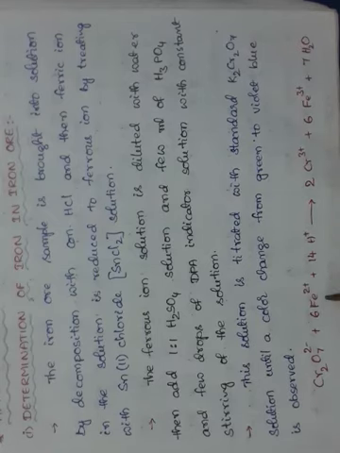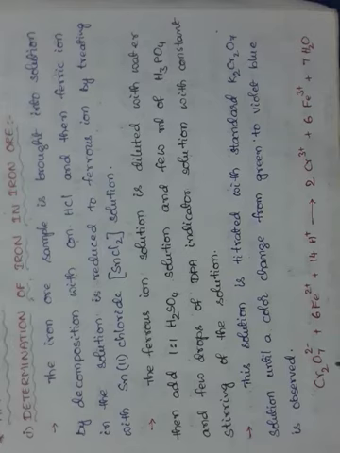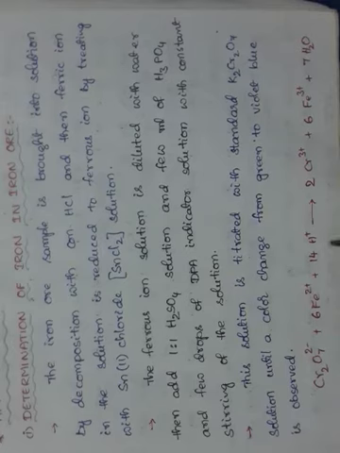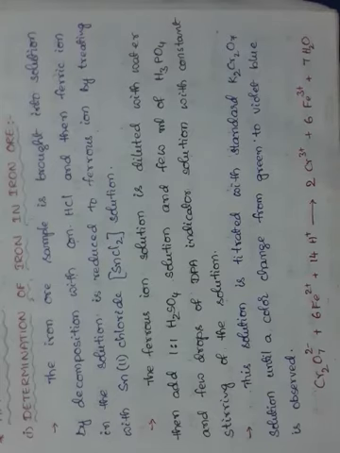So iron 2 combined with this potassium dichromate solution in the presence of acid media will be oxidized to ferric iron and dichromate will be reduced to chromium 3. So this is the process to determine the iron in iron ore by using potassium dichromate solution. It is one of the applications of potassium dichromate as oxidant.